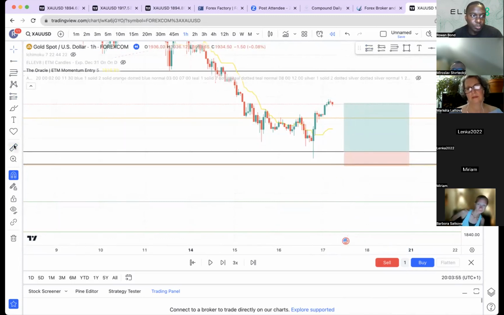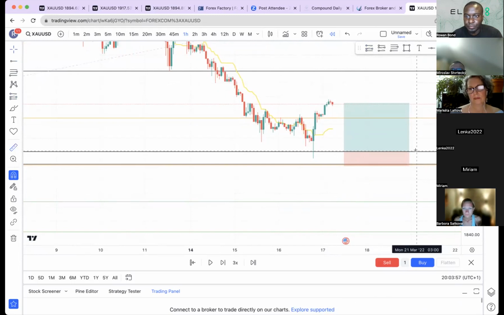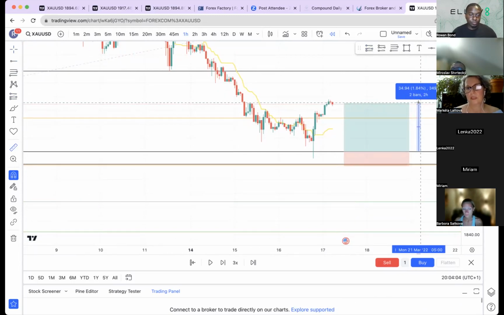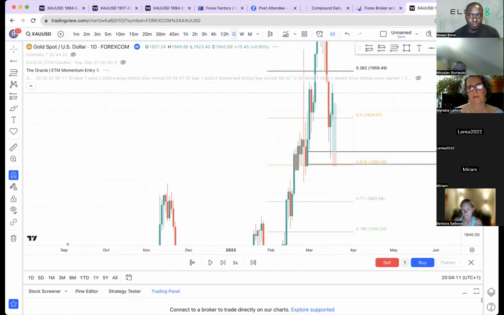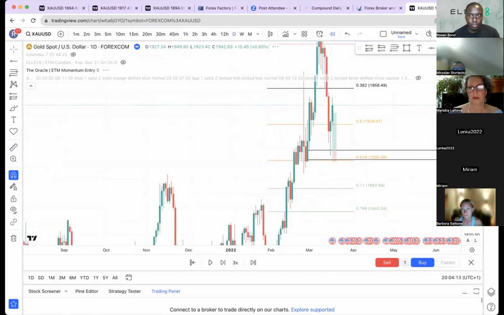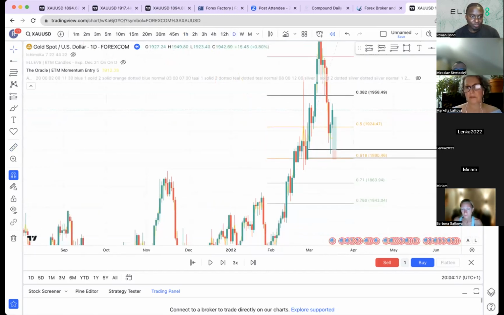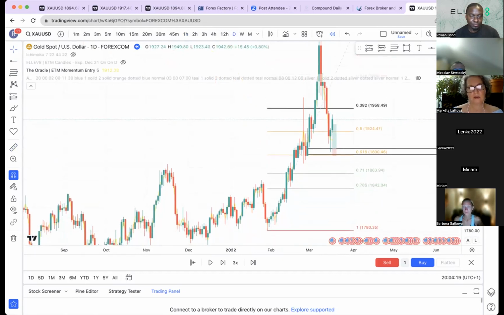But price has moved close to 350 pips. But this is based on the daily time frame, the daily golden zone.